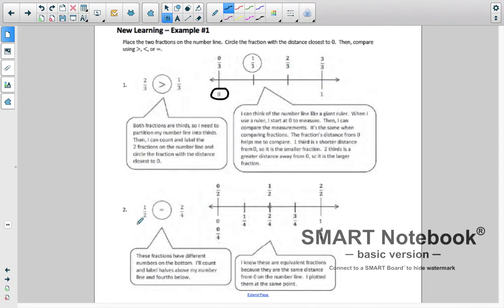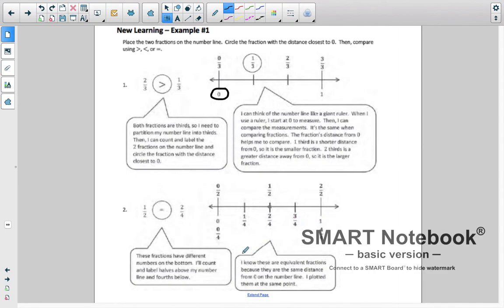Now look at this one. They have 1/2 and 2/4. Now the bottom numbers are different, so they had to do halves and fourths on this number line. So on the top, they did their halves. They did 0/2, 1/2, and 2/2. Then they did on the bottom their fourths, 0/4, 1/4, 2/4, 3/4, 4/4.